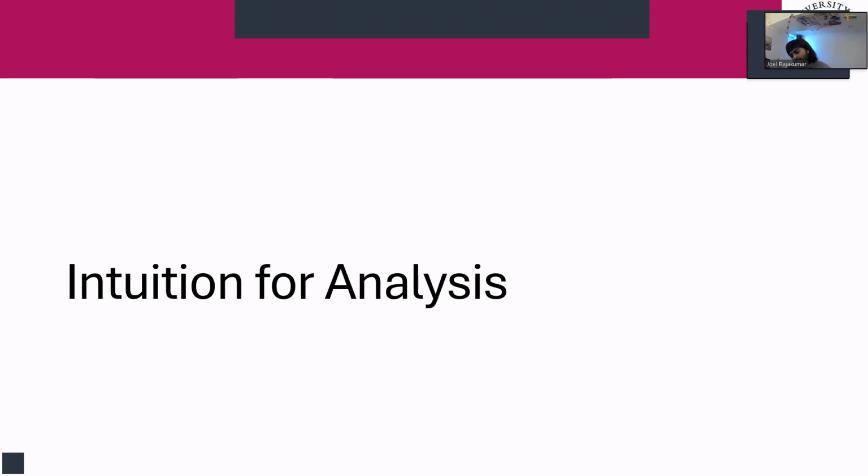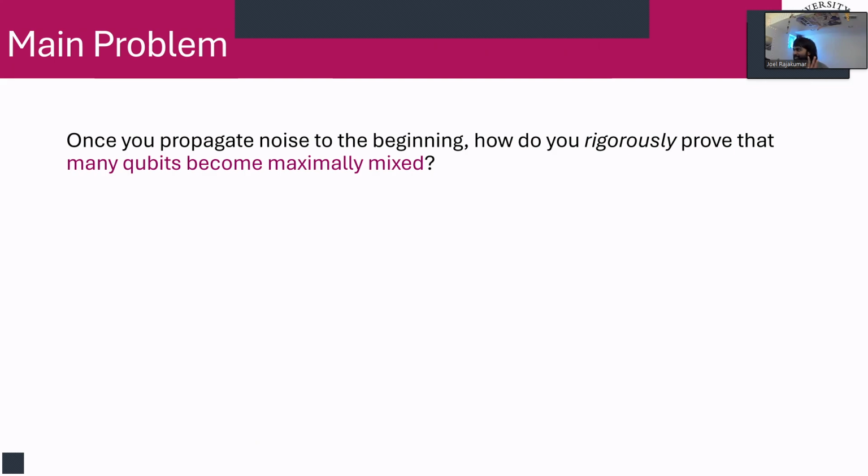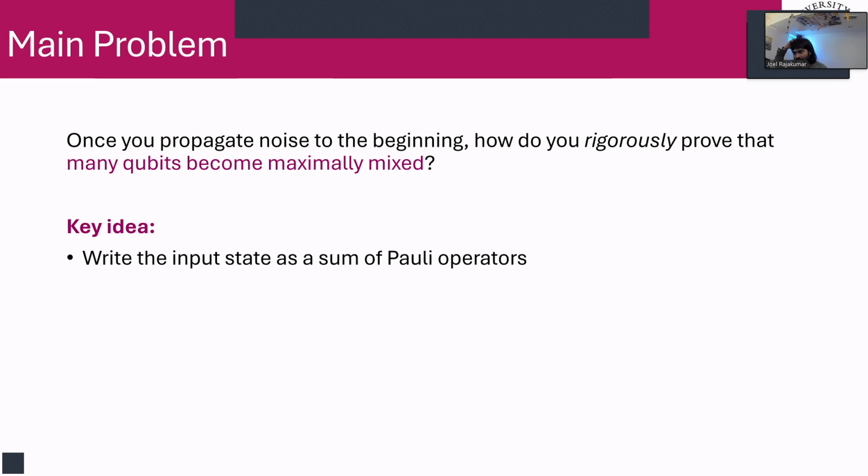So how much time do I have? Maybe 10 minutes. Okay. I'll try to quickly give you some intuition for the analysis, because I know Antonio might like this. Basically, once you propagate the noise to the beginning, how do you rigorously prove that many of these qubits become maximally mixed? Right now this algorithm is a little different from existing techniques, but having to solve this problem lets us relate it to a lot of existing techniques. And we think that this might be useful more generally.